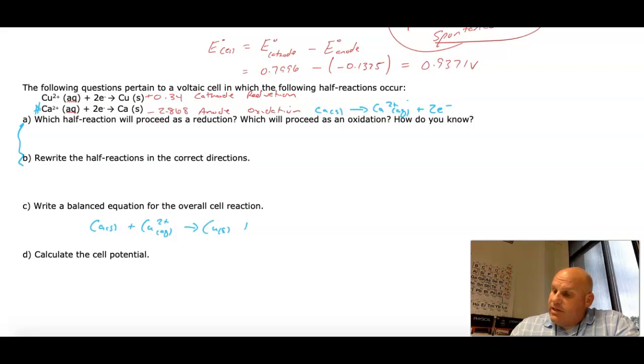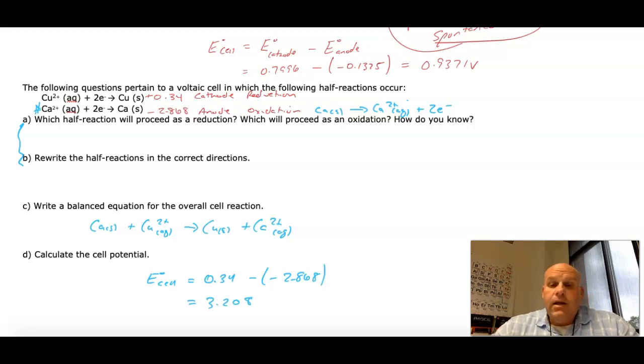Okay, now it's time once again to calculate my cell potential, and again that's going to be the cathode minus the anode, so I know those values. Minus 2.868, and I get a cell potential of 3.208. Once again, that is positive, so this is another spontaneous redox reaction.